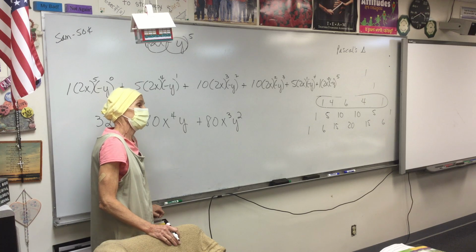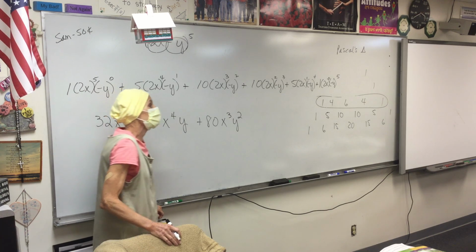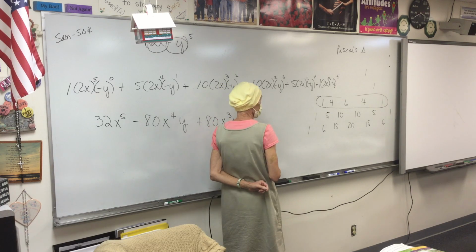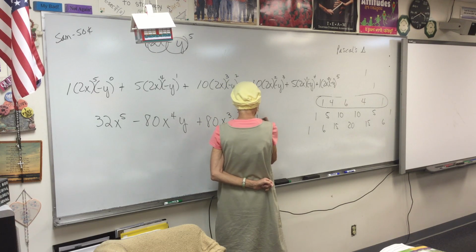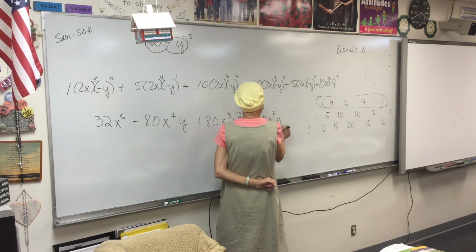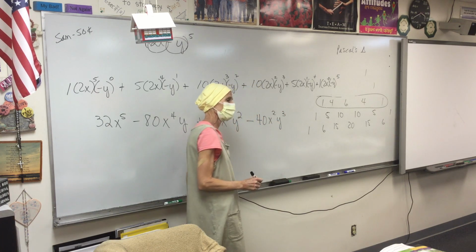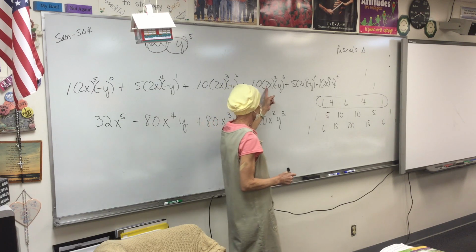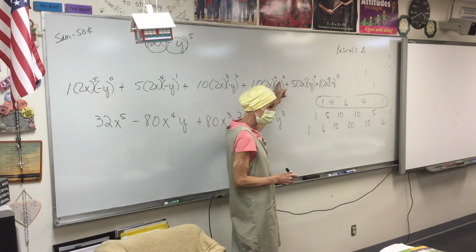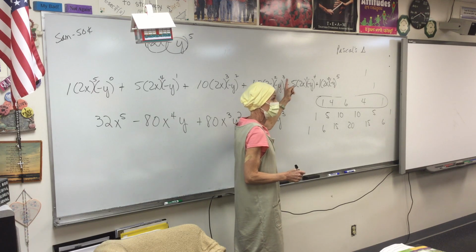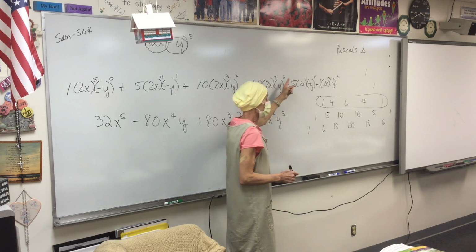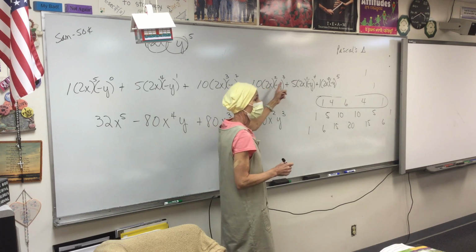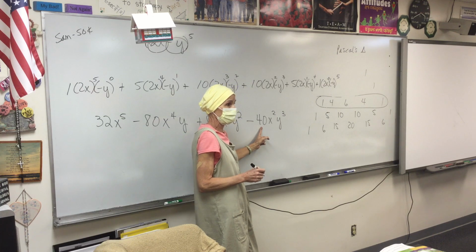How about the next one? No, it won't be 80 this time, but it will be negative. It will be negative 40 x squared y cubed. Why is it negative 40? Well, you have a 10, you have a 2 squared, and you have a negative cubed. A negative cubed is a negative, right? So we have a 10, a 4, and a negative. Negative 40.